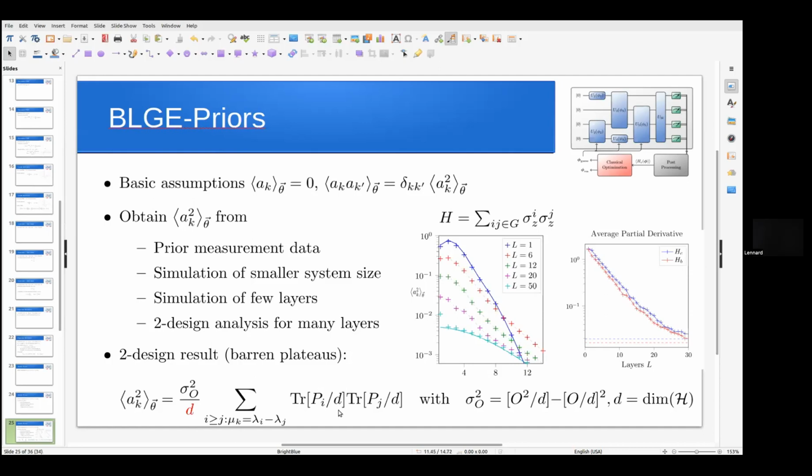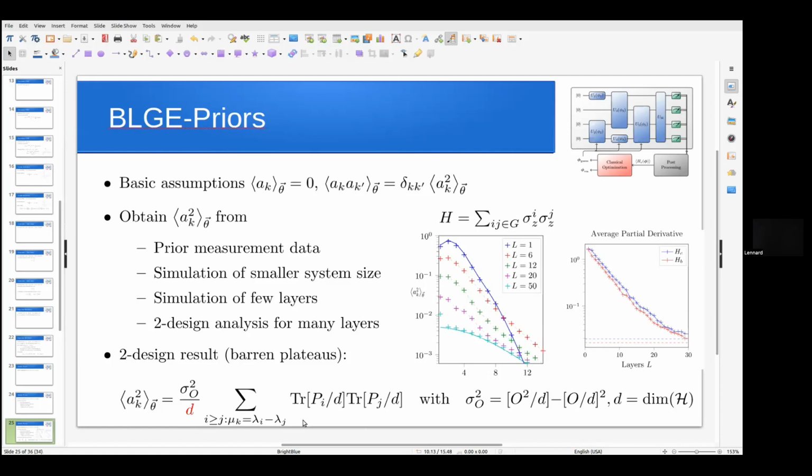This sum here, the trace of pi divided by d, is just the likelihood of an eigenvalue existing. So what this entire term is showing is, if you think about the spectrum of your generator, how likely it is to have a certain energy difference. This function says you take the variance of your observable, calculate how often certain eigenvalue differences occur, and then because we are in this design limit, we have this barren plateau, we divide it by the Hilbert space function.